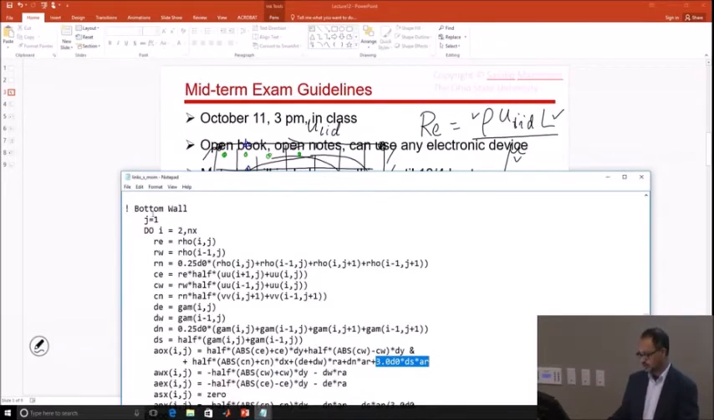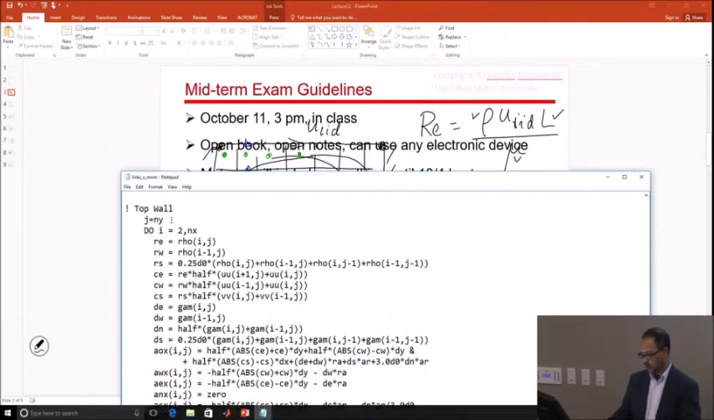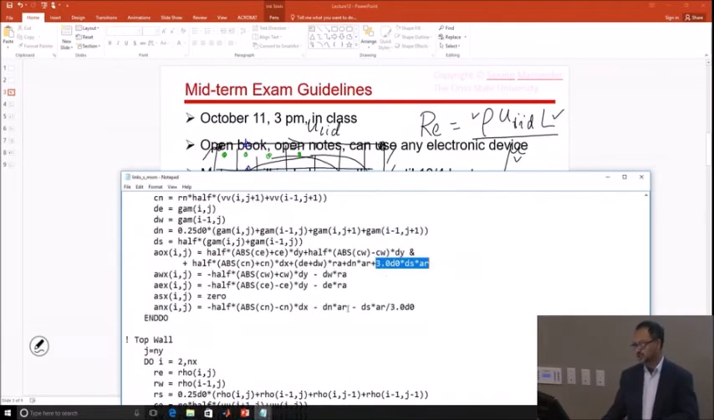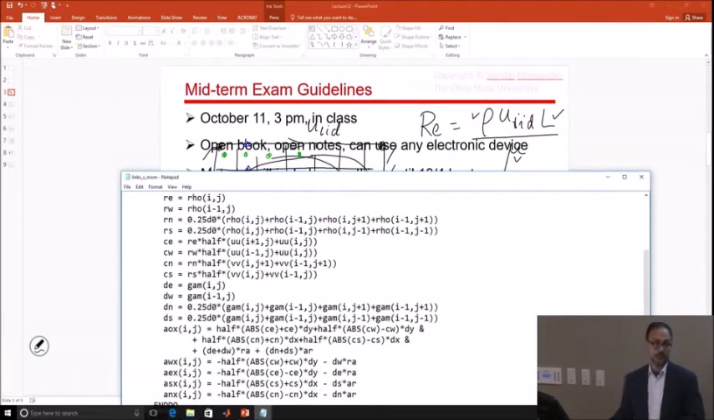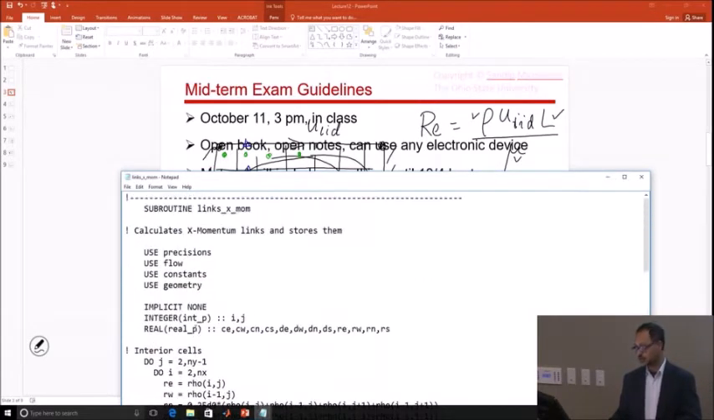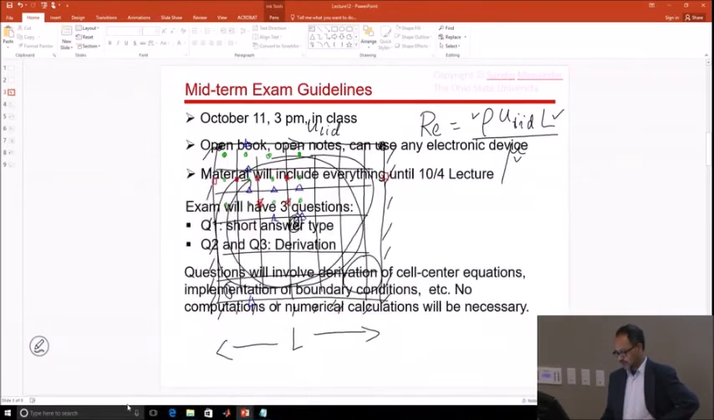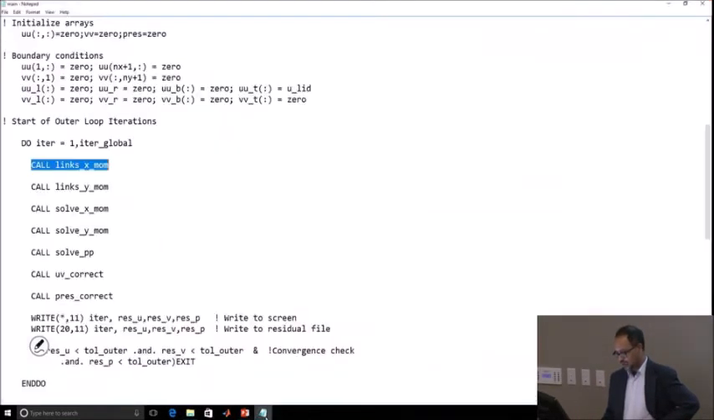But you see, here's bottom wall, and then similarly we have top wall, j equal to ny. So special treatment for boundary conditions. This is the main loop for interior nodes or interior volumes. So this is your x momentum link. If you look at your y momentum, it will be identical, very similar. So those are the 2 link coefficients.